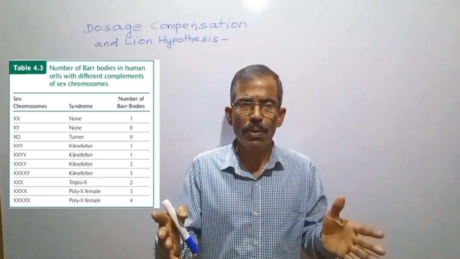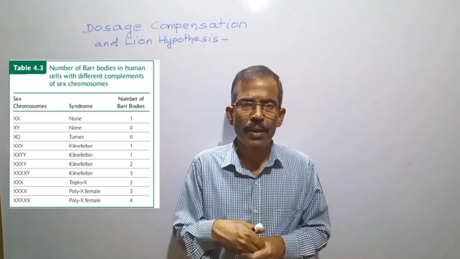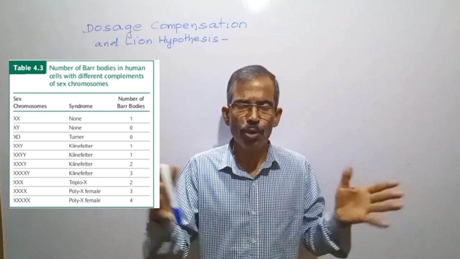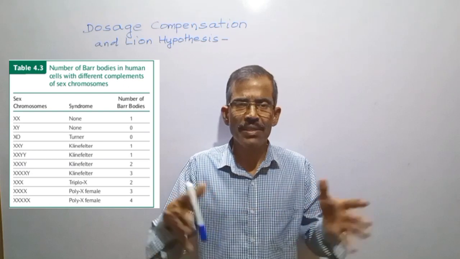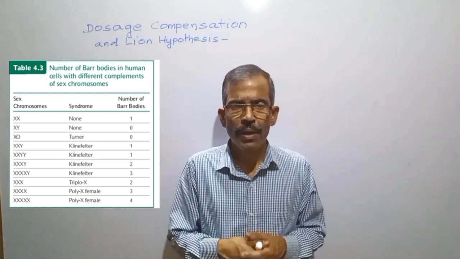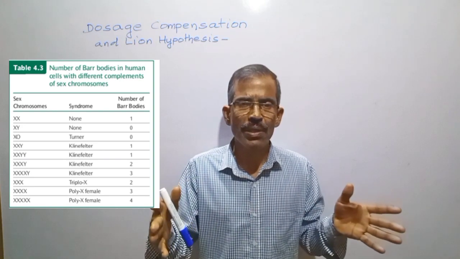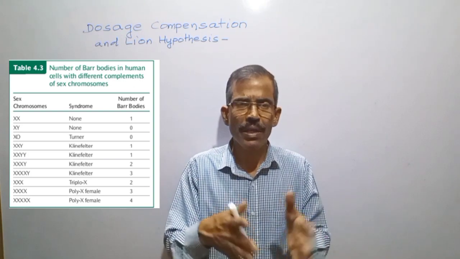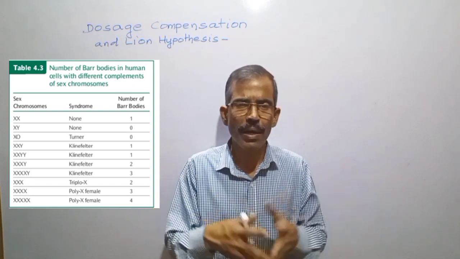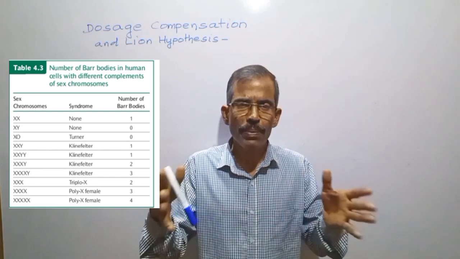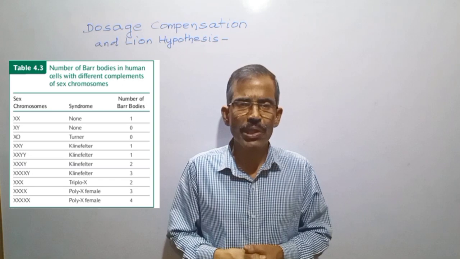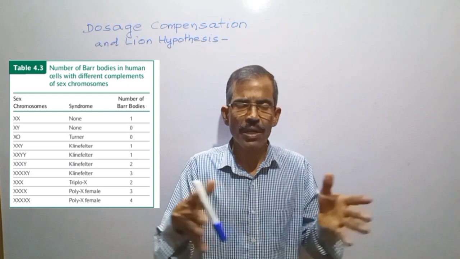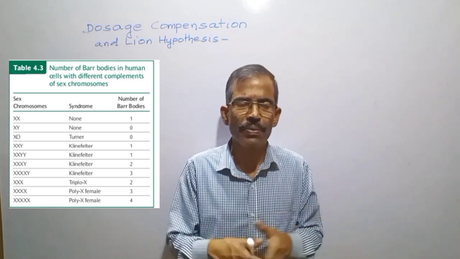Animals overcome this problem through dosage compensation. Dosage compensation is a mechanism which equalizes the amount of proteins produced by X-linked genes in male and female. In Drosophila, dosage compensation is achieved by doubling the activities of the genes that are located on the single X chromosome in male. In the worm Caenorhabditis elegans, dosage compensation is achieved by reducing the activities of the genes that are located on both X chromosomes to half.